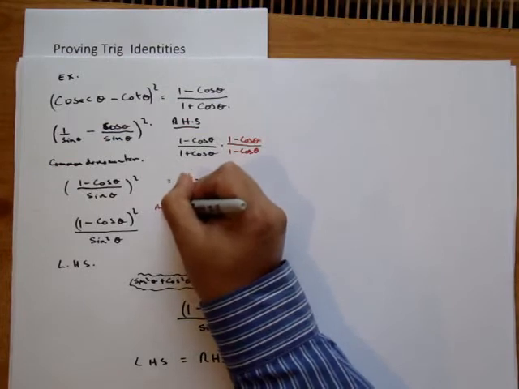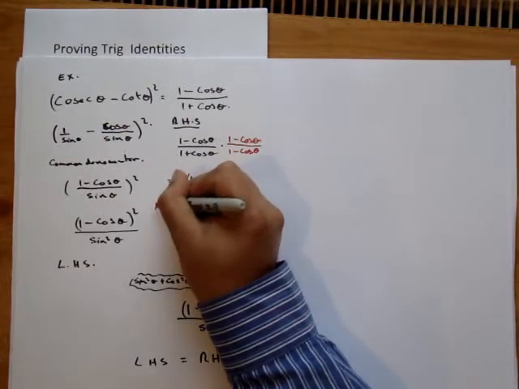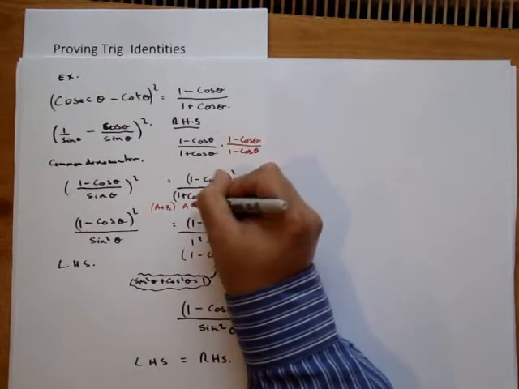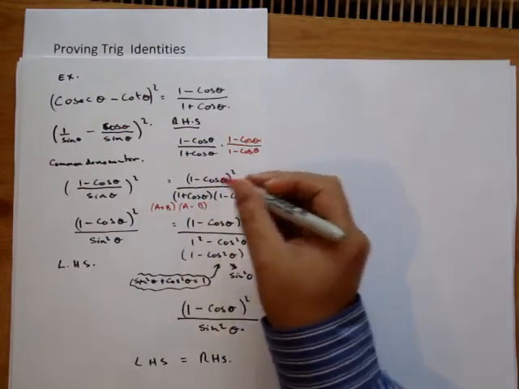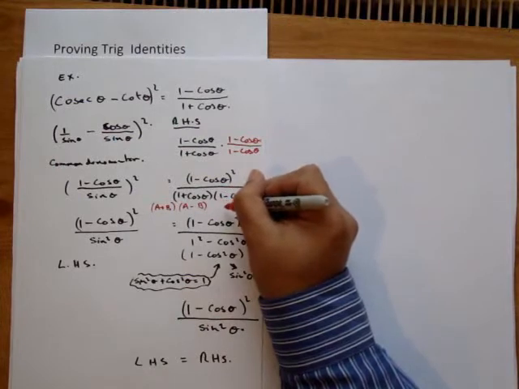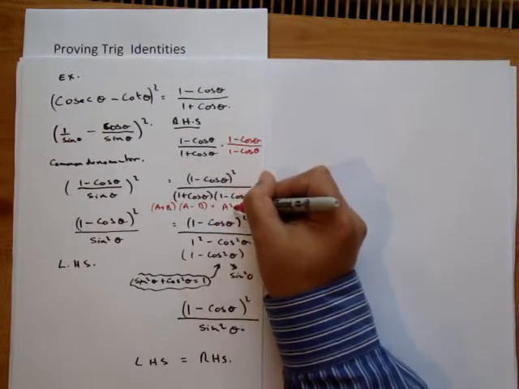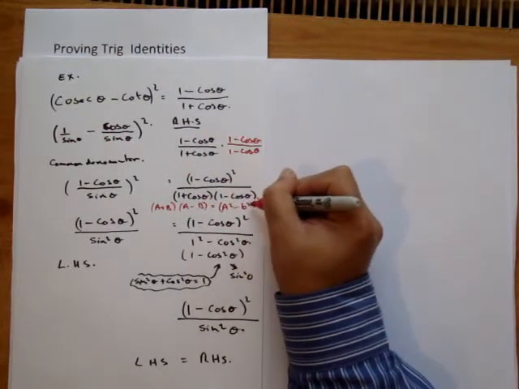A plus B, A minus B, and that is from the difference of two squares, which is A squared minus B squared.